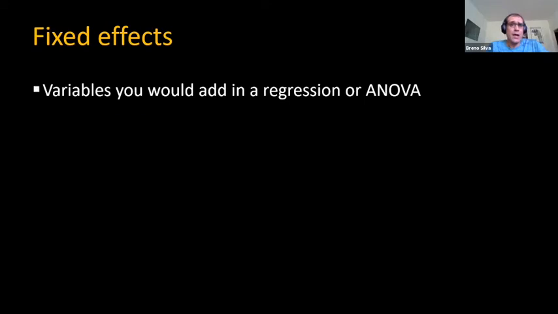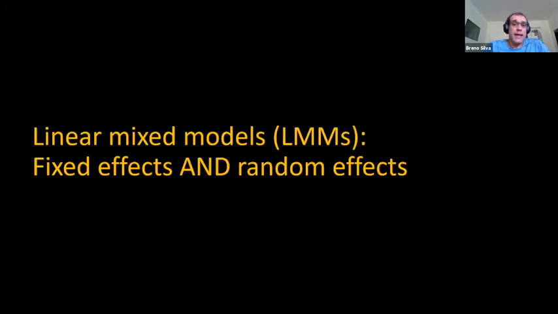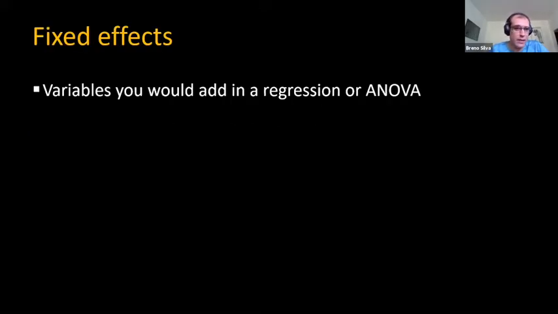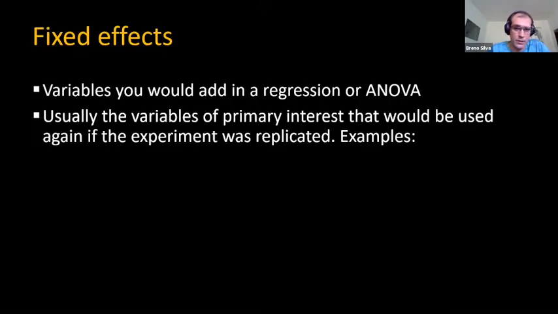So mixed models are called mixed because they have fixed and random effects, okay? Think of ANOVAs, linear regressions, think about the more traditional statistical approaches as fixed effect models only, okay? So basically what the mixed model does is add random effects. So what is a fixed effect? Variables you would add in a regression or ANOVA are the variables that will be there either to answer your research question or, for example, covariates to control for certain variance in the data.